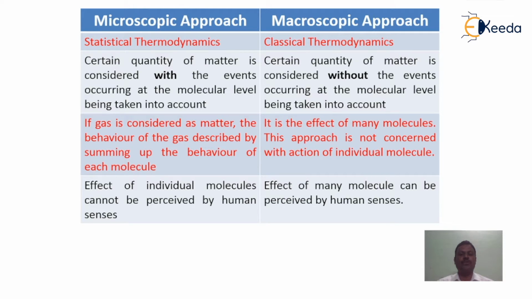There are two points of view from which the behavior of matter can be described. One is the microscopic approach and the other is the macroscopic approach. The microscopic approach is also called statistical thermodynamics, whereas the macroscopic approach is also called classical thermodynamics.